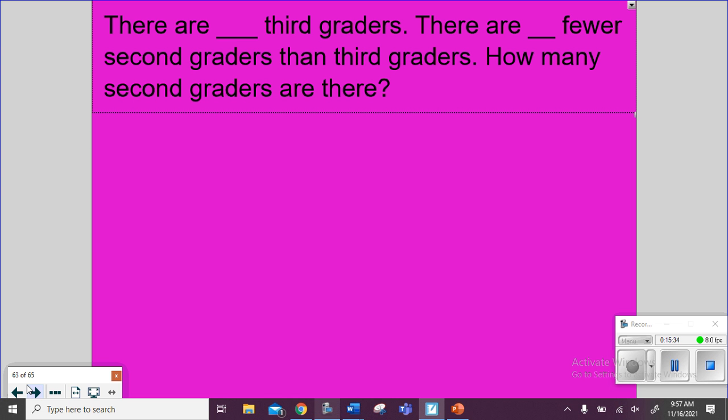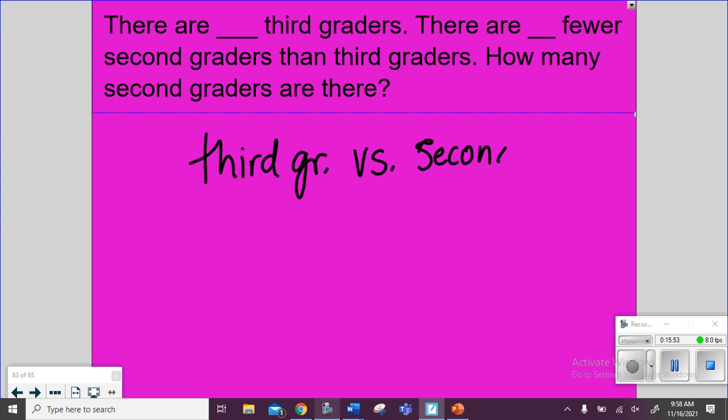They're comparing how many second graders are to third graders. Love that. I love that you said comparing. That is exactly what we're doing. Third grade versus second grade. We know there's some third graders and we know there's some second graders. Who has more?